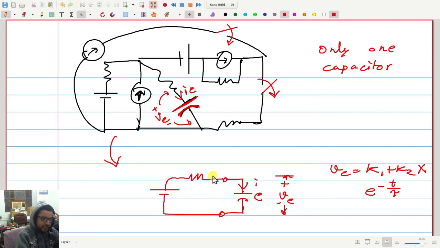Sometimes it may be difficult, sometimes it may be easy. It depends how complicated the circuit is. I can make a more complicated circuit. In theory, you can always find it, but it may take more time. In theory, you can always do it, provided you have only one capacitor under consideration and everything else outside is only resistance, voltage source and current source, nothing else. If there is another capacitor or inductor inside the circuit, then this method may not be applicable.